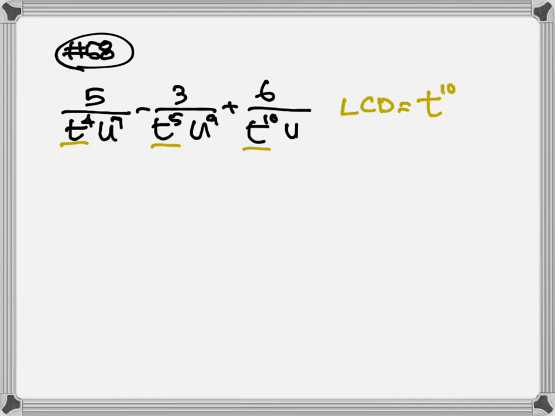Now let's look at the u. We have u, u^9, u to the 7. Again, take the biggest one, so it'll be u to the 9th power.